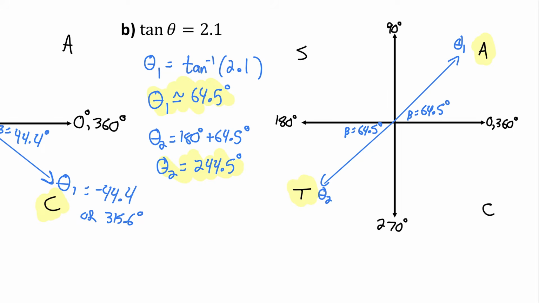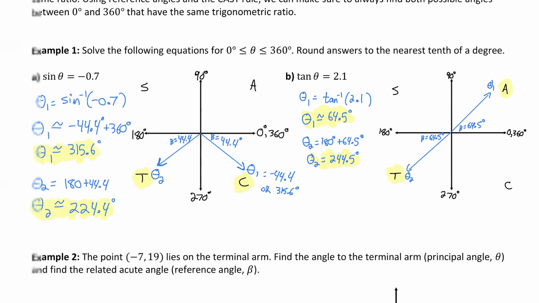Let me actually show you an alternate way to get these answers. Let's specifically look at the first one, part A. Instead of getting the first principal angle just by getting your calculator to do inverse sine of the ratio that is given in the question, when the ratio is negative, what we can do instead is you could do inverse sine of the absolute value of that ratio, so just a positive 0.7. But doing that will give you the reference angle. So it'll give you the reference angle that you'll then have to place in the proper two quadrants.